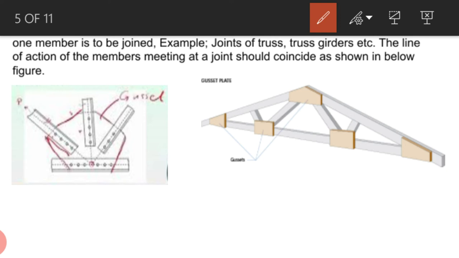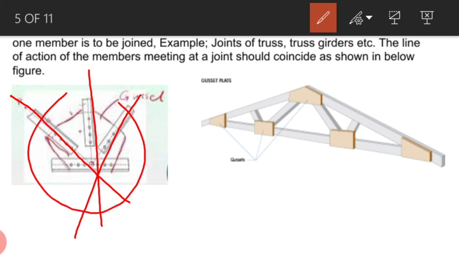Then the line of action of truss members meeting at a joint should meet at a point, otherwise secondary bending moments and stresses are created, which should be considered in the design. This is about the truss members. Okay, so you can see in a truss member, this is the gusset.